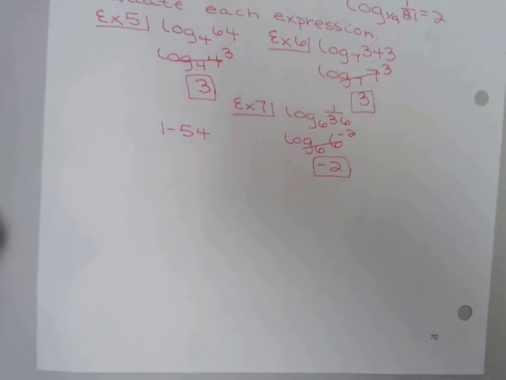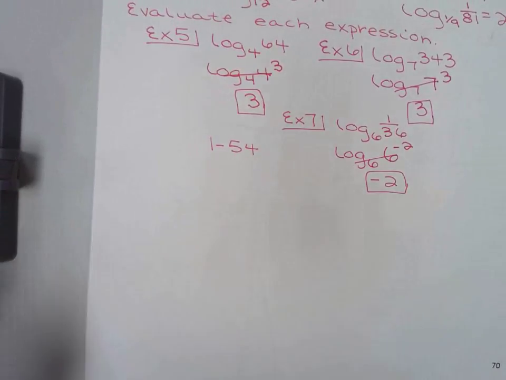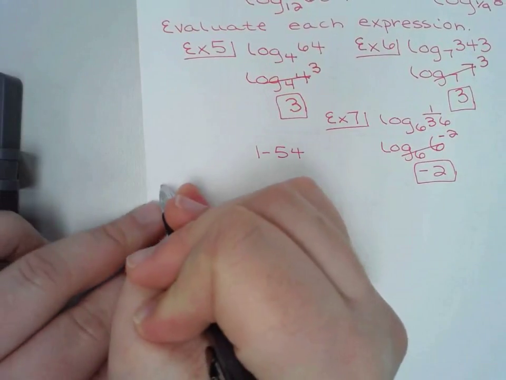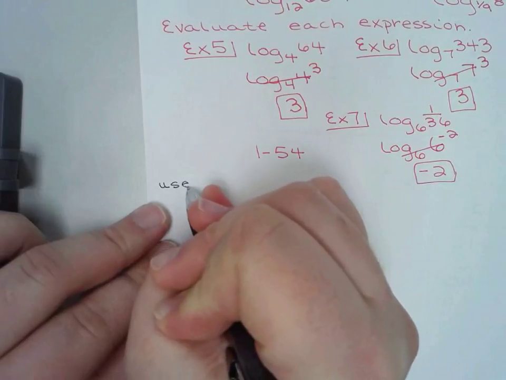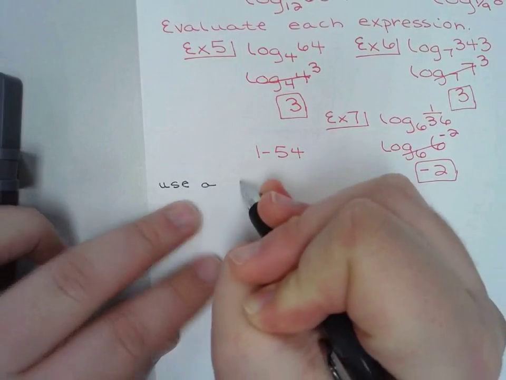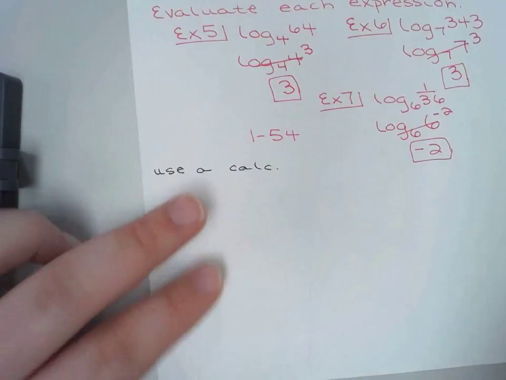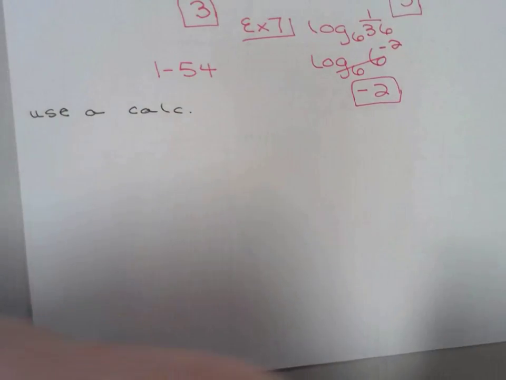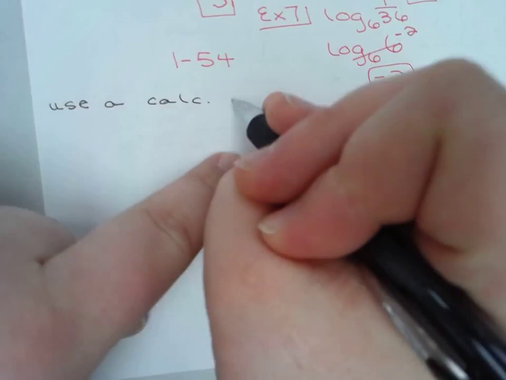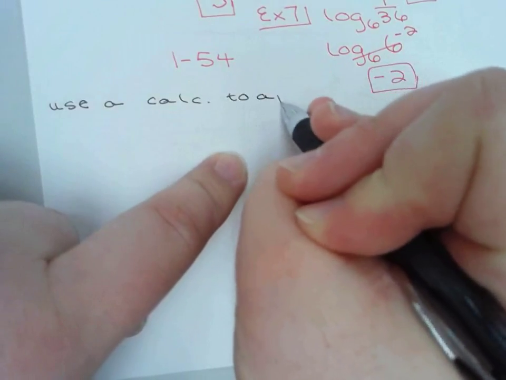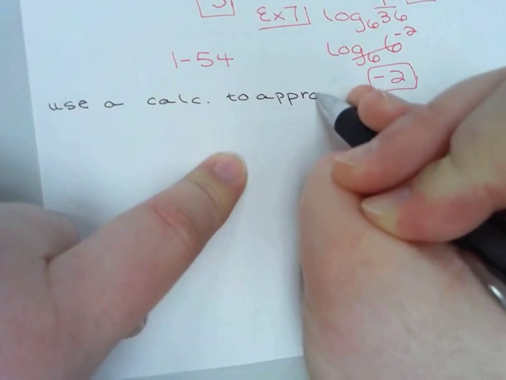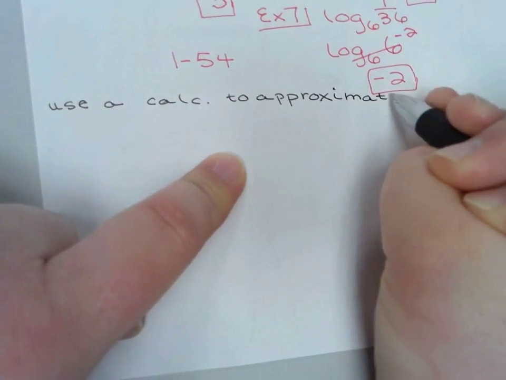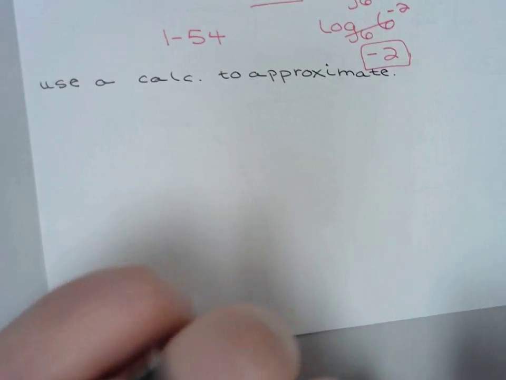Okay, so next section on page 70, we're adding a few more sections. In this section we are going to use a calculator to approximate, and we're going to approximate to the nearest thousandths.